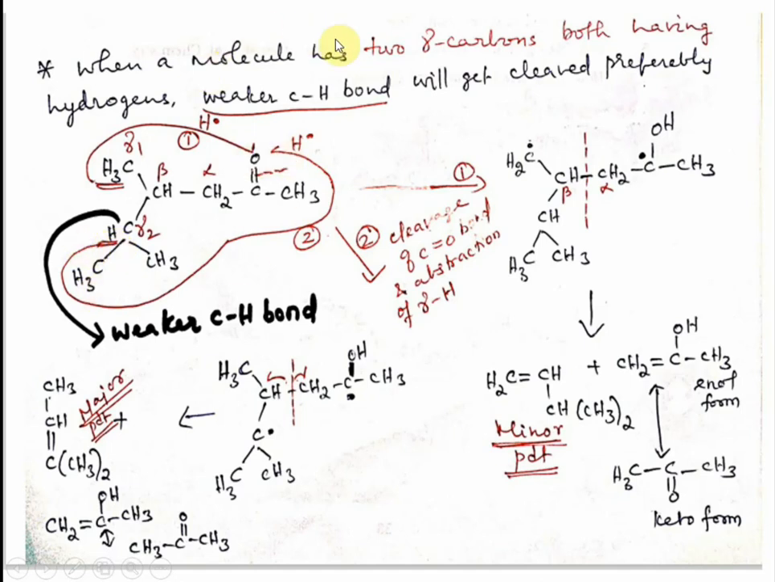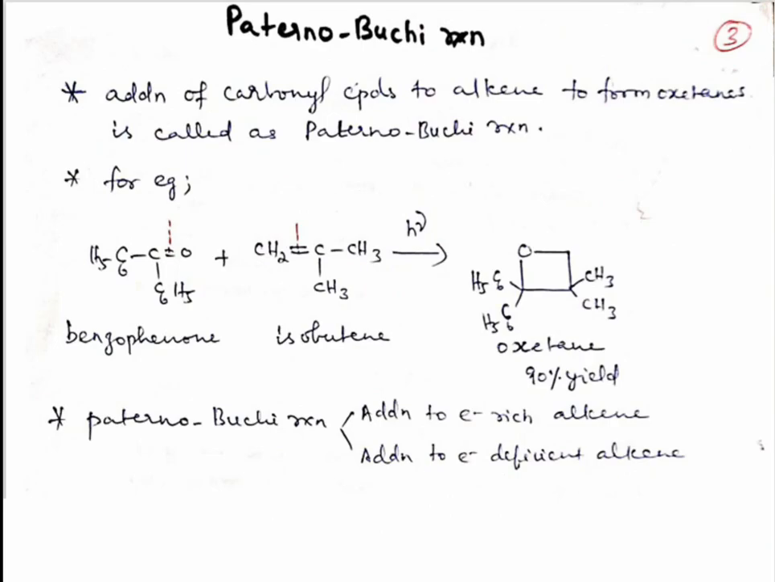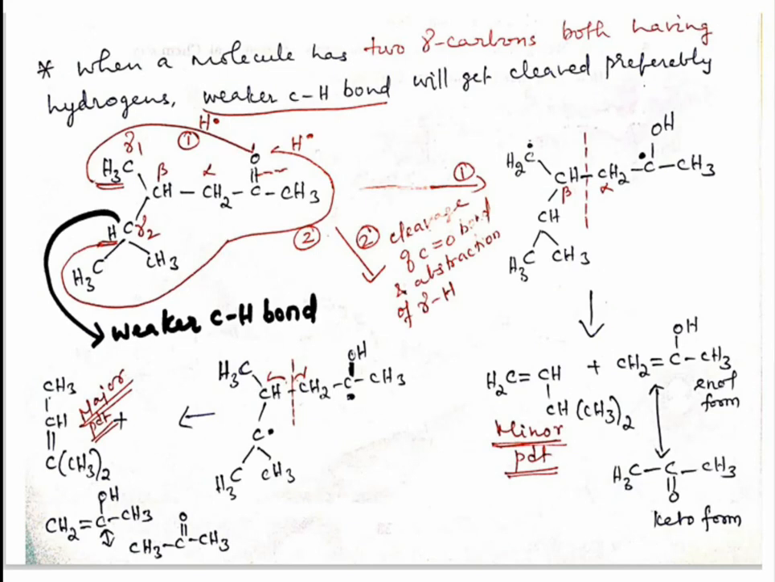So, when a molecule has two gamma carbons both having hydrogen, the weaker C-H bond will get cleaved preferably and that H dot will get transferred to the O dot, and there will be a formation of 1,4 biradical which subsequently gives two products, that is alkene and alkenol. That's all about Norrish Type II reaction.